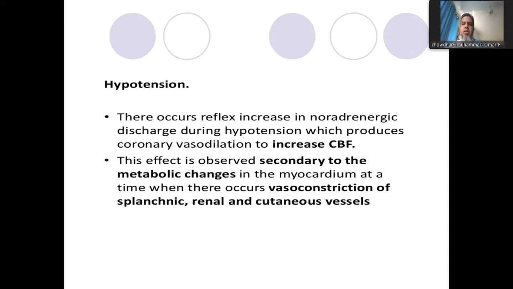Hypotension. There occurs a reflex increase in noradrenergic discharge during hypotension, which produces coronary vasodilation to increase coronary blood flow. This effect is observed secondary to the metabolic changes in the myocardium at a time when there occurs vasoconstriction of splanchnic, renal, and cutaneous vessels.